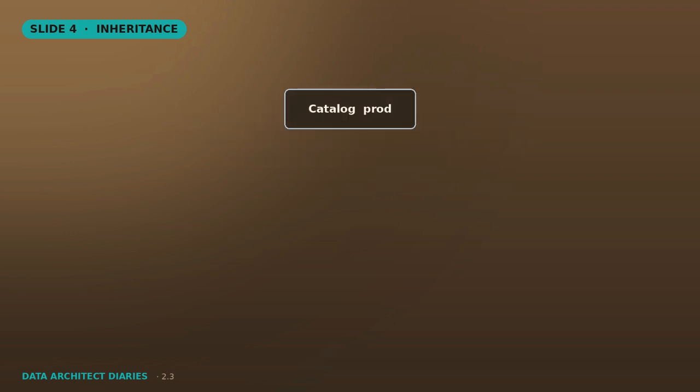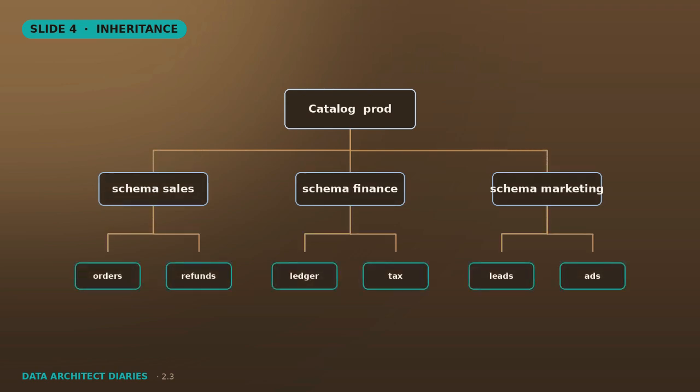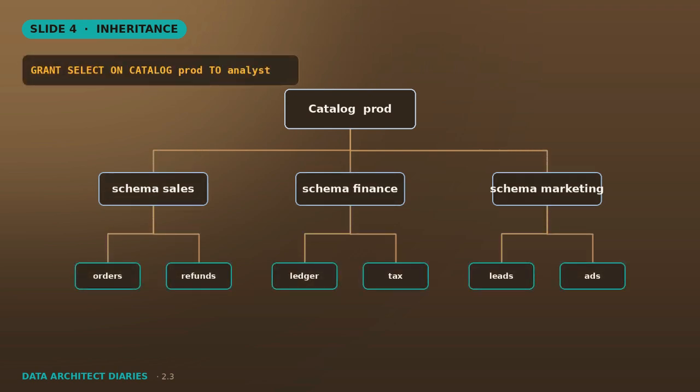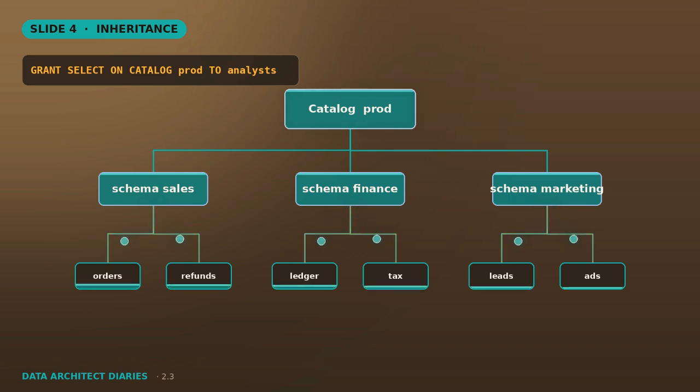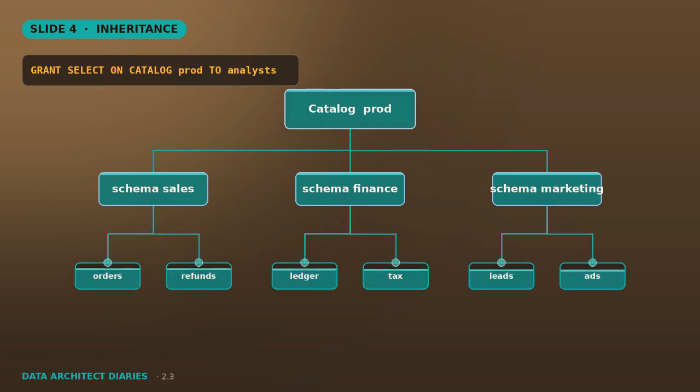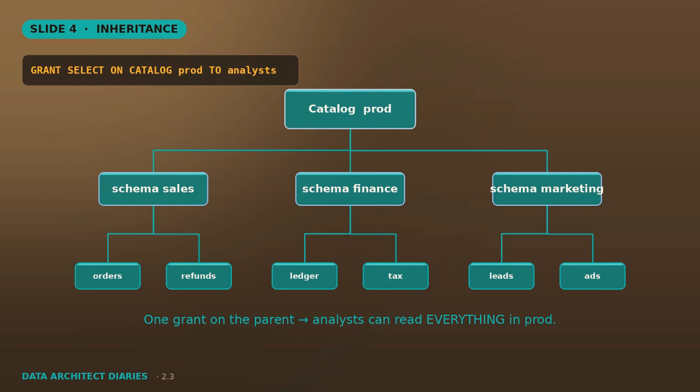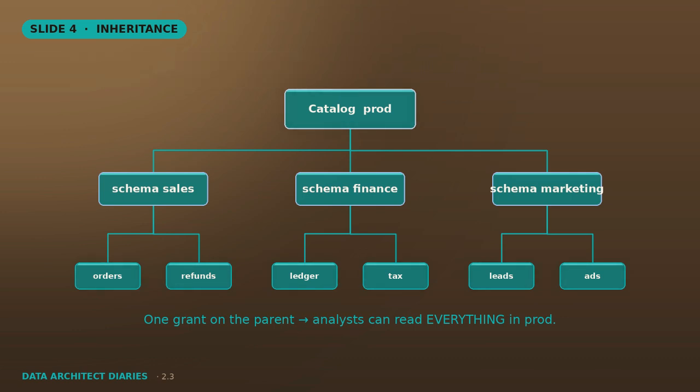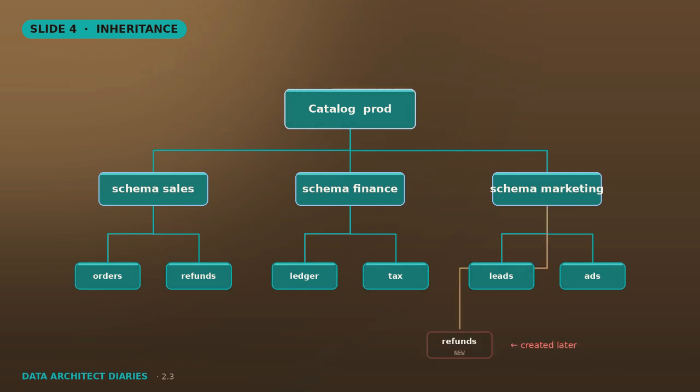Now the senior level insight, the thing this whole episode is built around. Privileges inherit downward. Grant on a parent and every child underneath inherits it automatically. The children that exist now and the children created in the future. So run grant select on catalog prod to analyst. That one grant flows down to every schema, then down again to every table. Analyst can now read everything in prod.